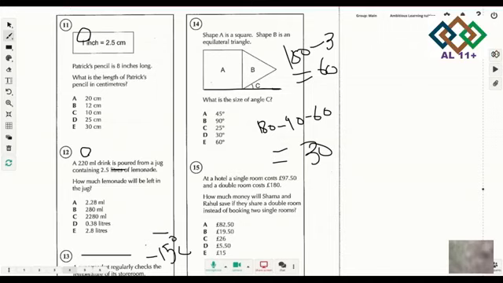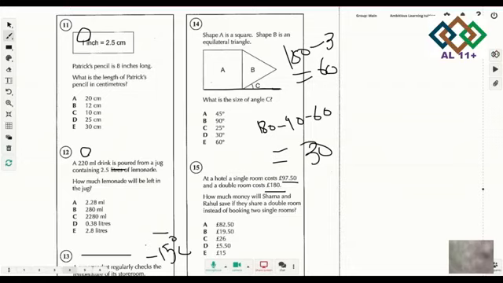So you must have got 30 degrees for 14. And the 15 one, what are they asking you in number 15? They're asking you, at a hotel, a single room costs 97 pounds 50 pence and a double room costs 180 pounds. How much money will Sharna and Rahul save if they share a double room instead of booking two singles? And you were given a lot of options.